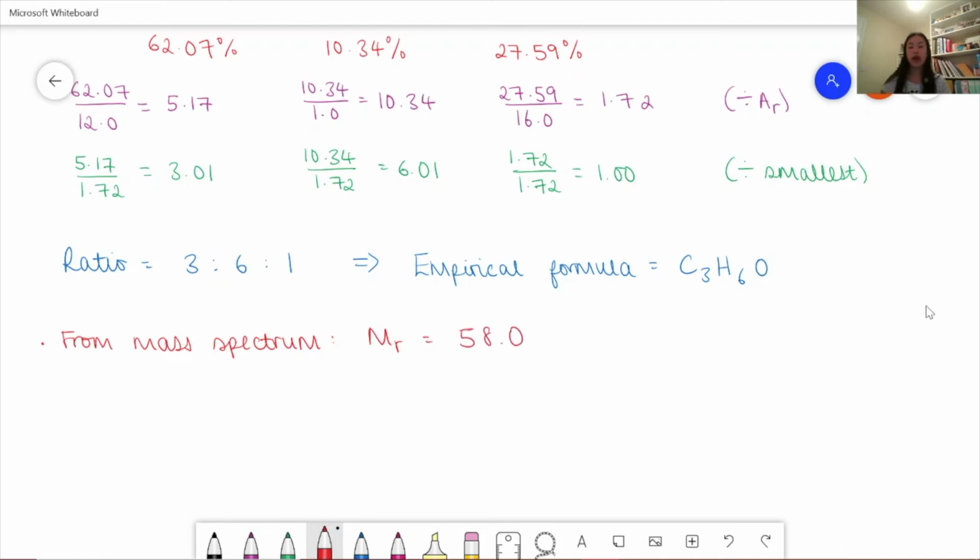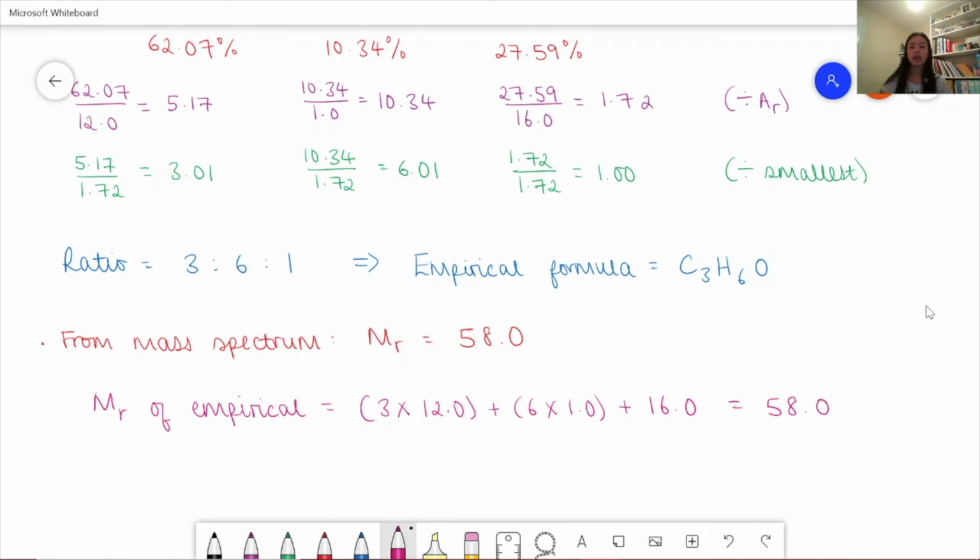And so the way we work out our molecular formula is to first work out the unit of the empirical formula, and then we have to multiply everything in this empirical formula by this unit. So firstly, looking at the Mr of the empirical formula. So we have 12 times 3, and then we add 6 times 1, and then we also have a 16.0. And this actually gives us 58.0. And so our empirical formula is actually our molecular formula.